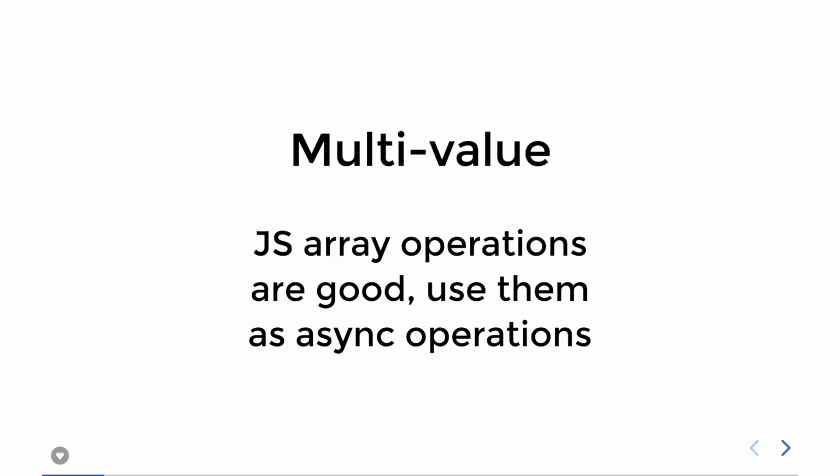Next, multi-value. There are two criteria here that I'm really going to toy with in your brain if I can, and multi-value is one of them. Promises don't do it. Generators kind of do it. Callbacks definitely don't do it. So multi-value is a big thing for me. I love it. JavaScript operators are great, so let's use those in async.